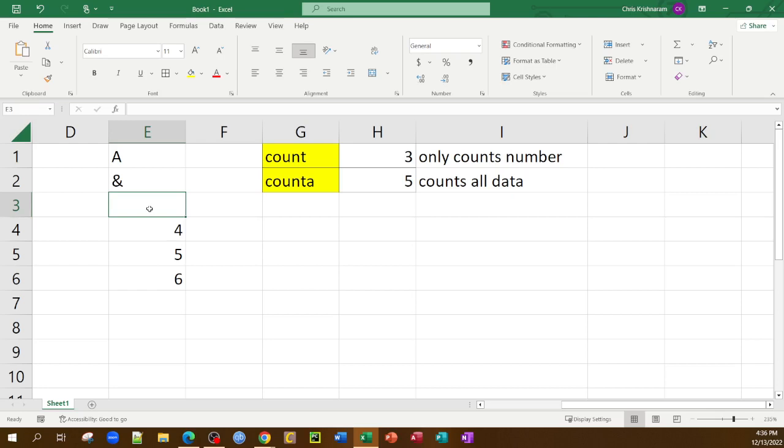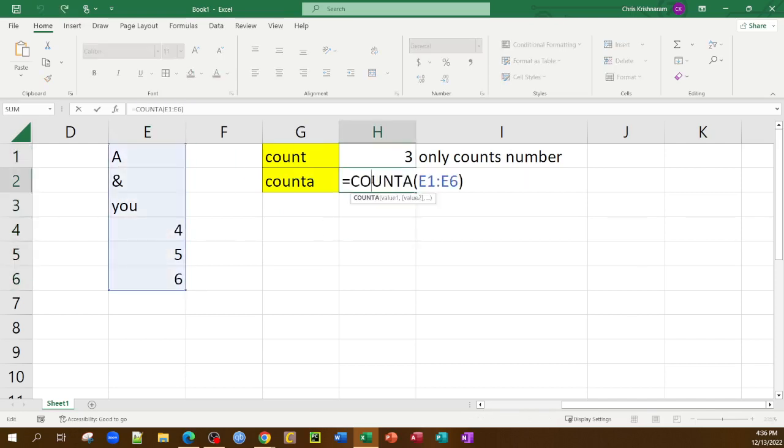So I'm going to add back the text. Notice COUNTA increased back to 6 and COUNT is at 3. So COUNT is only counting these 3 numbers here, whereas COUNTA is counting everything. So create that, try that, see if you get it to work.